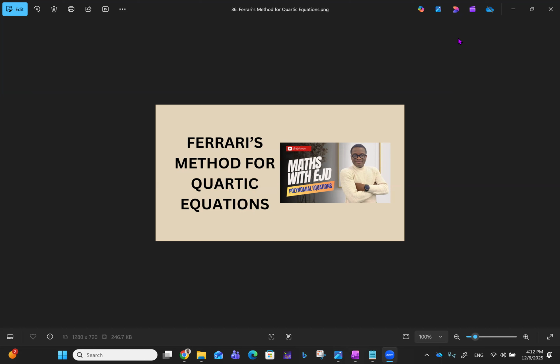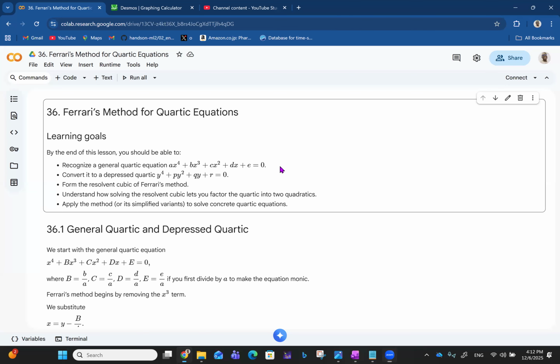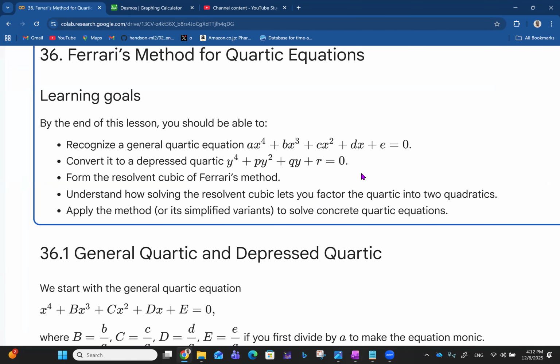And previously, we've seen different methods of solving different kinds of polynomial equations, starting with factorization of different types, and then we have the quadratic equation and things like that. Then we saw Cardano's method for cubic equations previously. So right now, our attention shifts to Ferrari's method for quartic equations. That's polynomial equations of degree 4. So let's look at that.